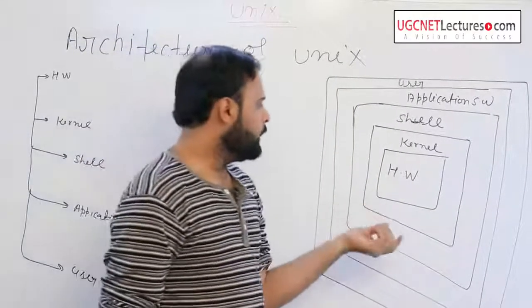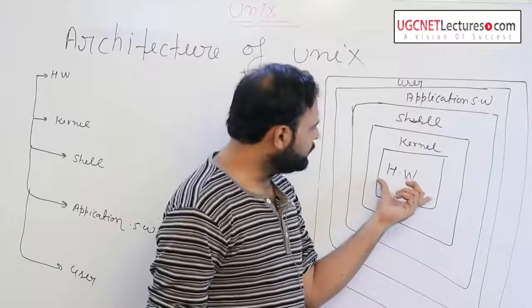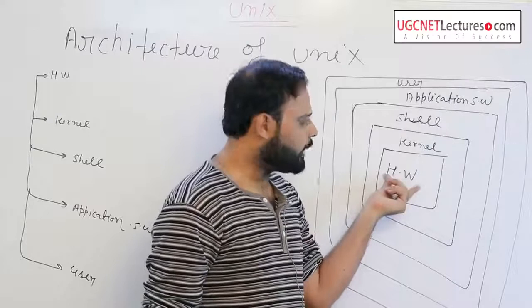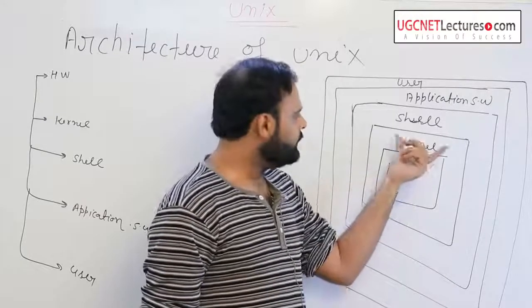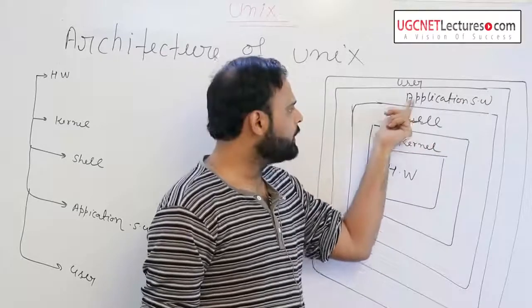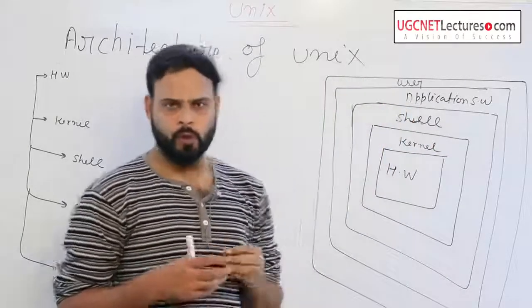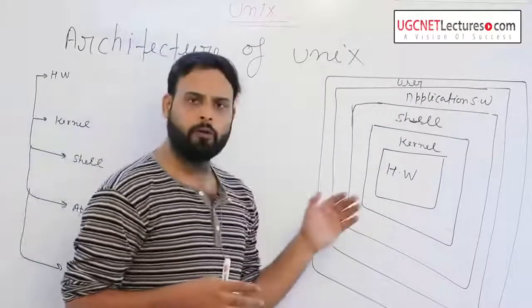So in the first rectangle, there is the hardware, and next is the kernel, and next is the shell, and next is the application software, and next is the user. So now let me explain one by one.